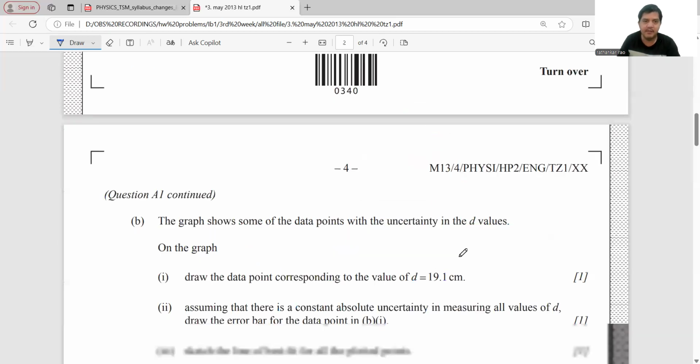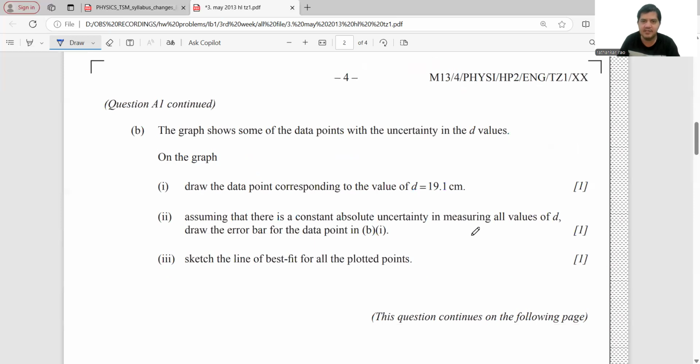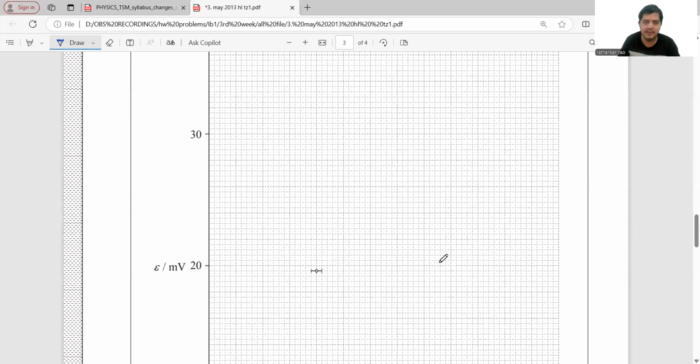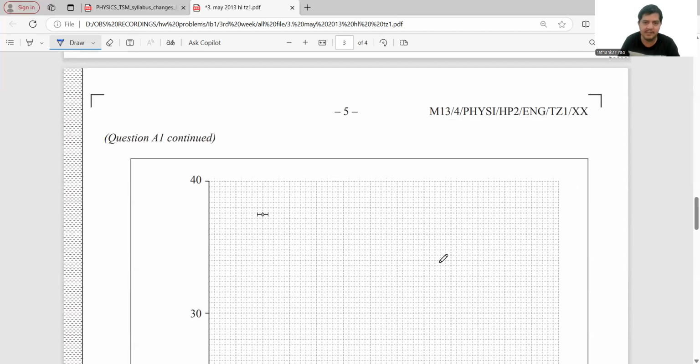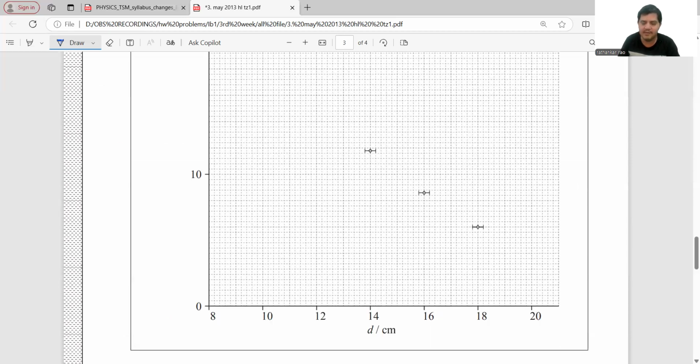Next one. The graph shows some of the data points with the uncertainty in the d values. On the graph, draw the data point corresponding to the value of d equal to 19.1 centimeter. Where's the graph? Graph is here. Oh my God, he has given you a scatter plot, and he's asking you to plot a value at 19.1 centimeter. Where is 18? 18 is here. 19 should be here. But where will I plot? Will I plot it here? Not known, right? Let us keep this question a little bit now.